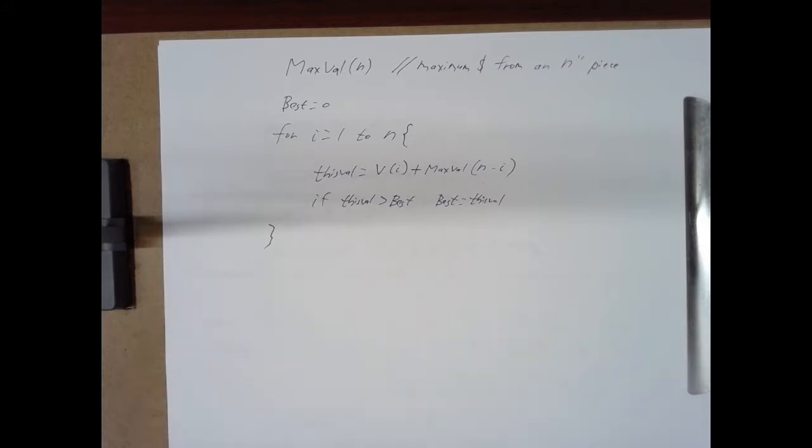So it's a pretty simple recursive function. And it's solving the MaxVal problem on n by looking at solutions for values smaller than n, in particular n minus 1, n minus 2, and so on.